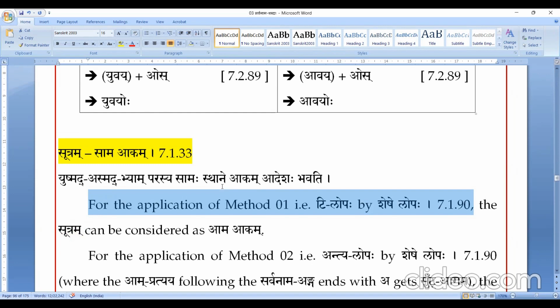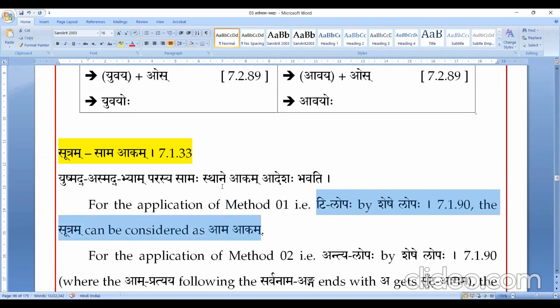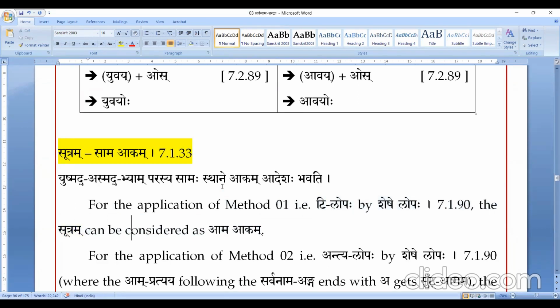Here, since it is Adesha Vibhakti Pratyaya, therefore there is no Atva Adesha or Rekara Adesha. Therefore we can apply Sheshe Lopaha. And for Sheshe Lopaha, we have two methods, Tilopaha and Antyalopaha. If you go by Tilopaha, the sutram can be considered Ama Akam. Ama means Am. Am will be replaced by Akam.